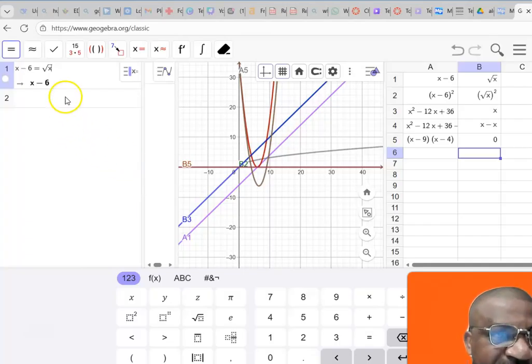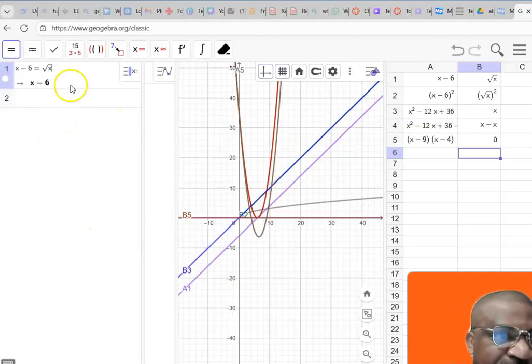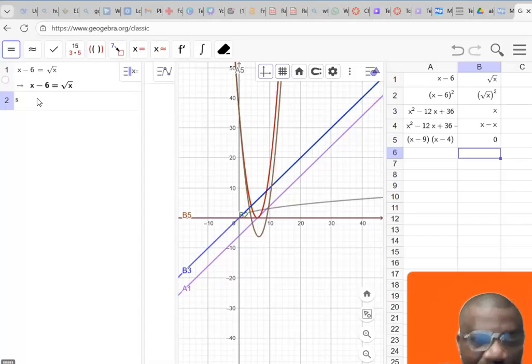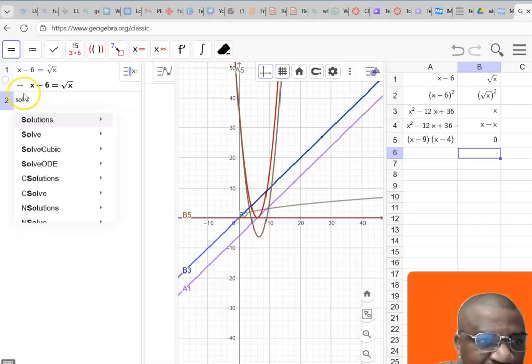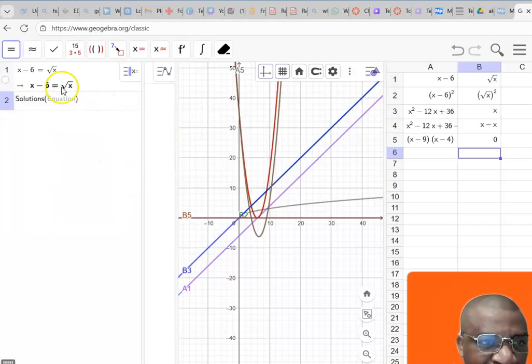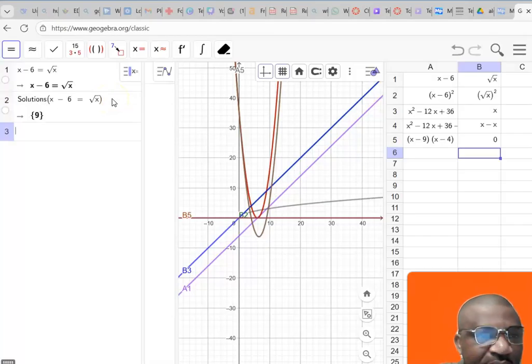Good. Square root of x. Let me close here. So now to solve this problem here, we just click here and say solve. See, the solution comes out for the equation. So you just click on this equation and click on this place. It appears here automatically. So you just enter. So you see this is the solution.